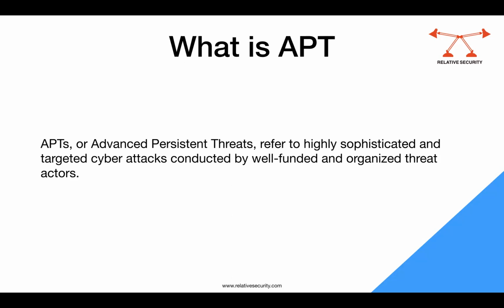One of the characteristics of APTs is that they often operate with a low and slow approach, avoiding detection by blending into normal network traffic and using encryption to conceal their activities. They are persistent in their efforts to maintain long-term access to the target. Unlike opportunistic attacks, APTs are patient and adapt their tactics to avoid detection, remaining undetected for a very long period.